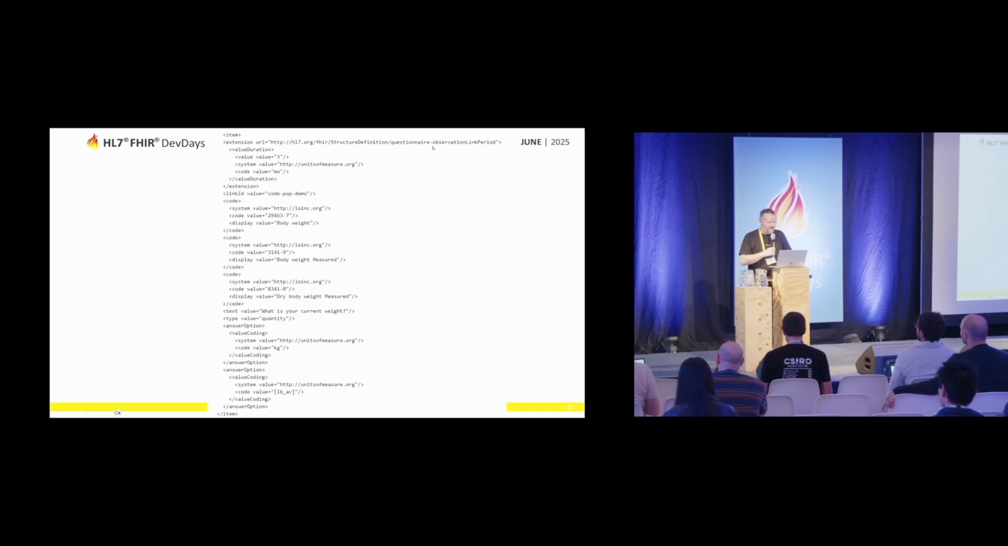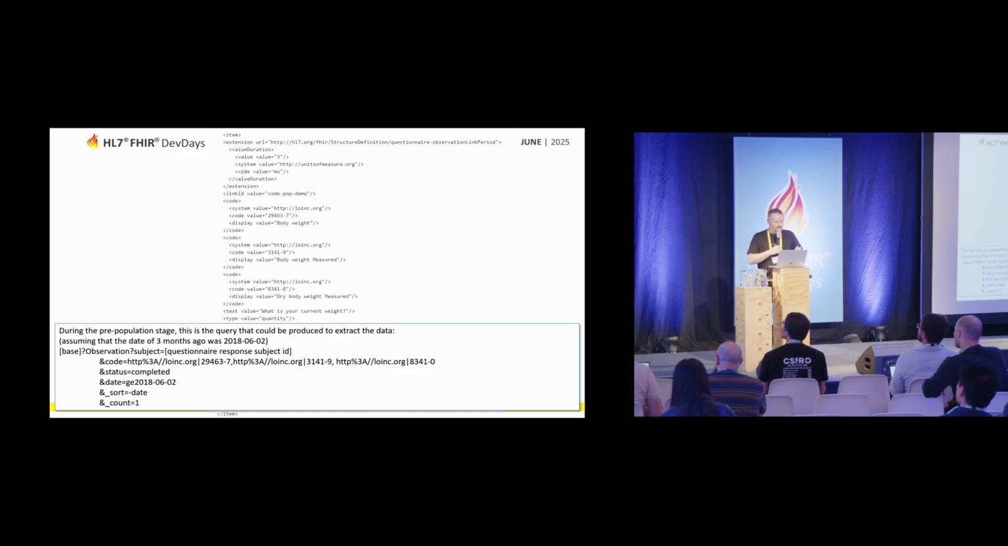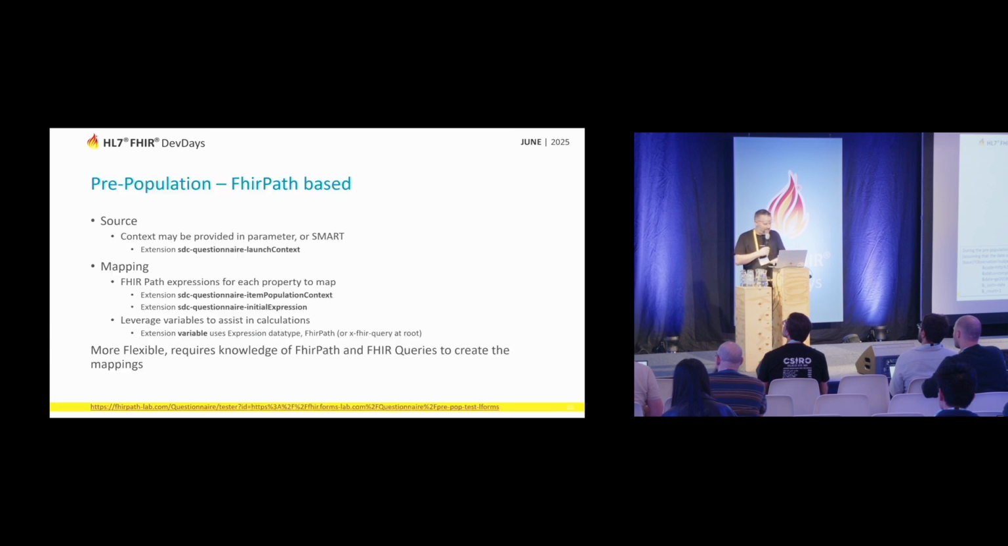So all we've got at the top is questionnaire observation link period, value 3 months. That was all I needed to introduce to say, go look back that far. And then on the item code, it says, go find the body weight, go find the body weight measured. So you can see I've got 3 different codes there. And so it'll create a query, which would look kind of like that, to say, go and find that information. So that's the effective query that the rendering engine or pre-population engine would do to go and grab that content. Not too bad. So, on to the FHIR path-based method.